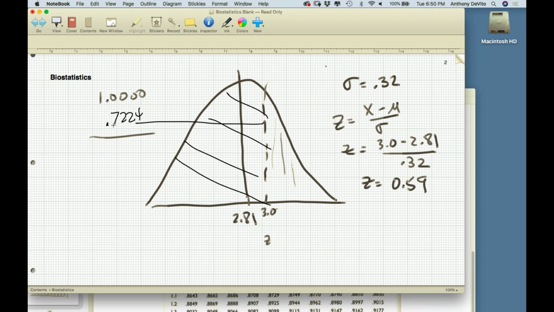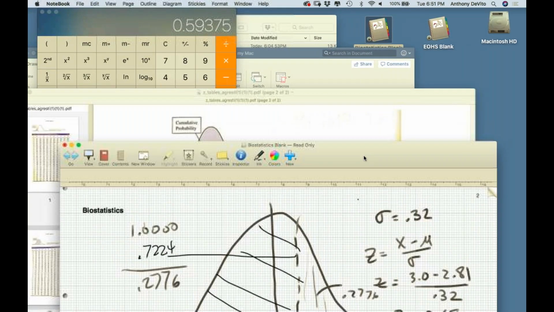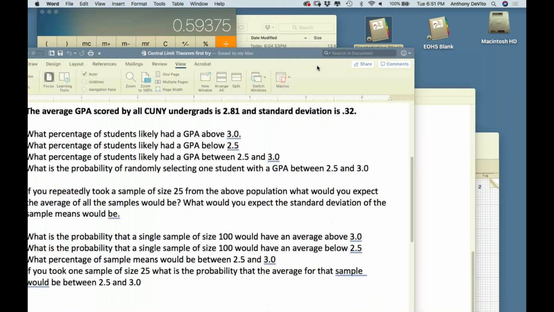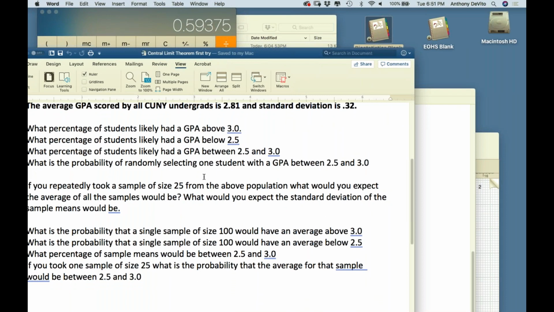That'll look right, 0.2776. About 28% of the students have a grade point average above 3.0. Okay, so next part. What percentage of students have a grade point average below 2.5?